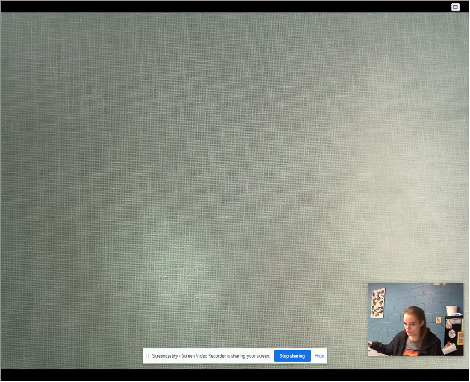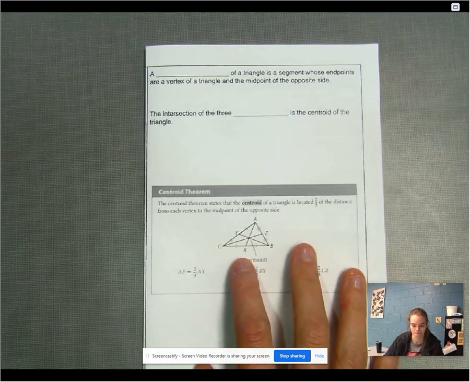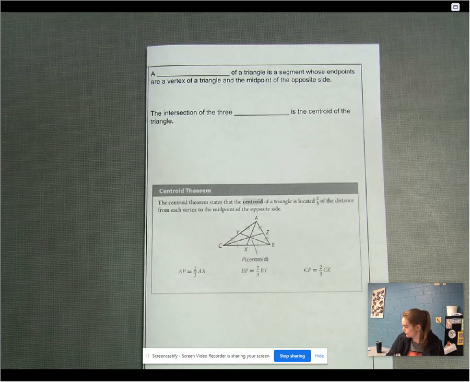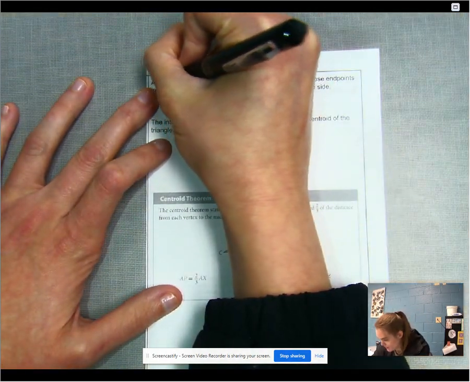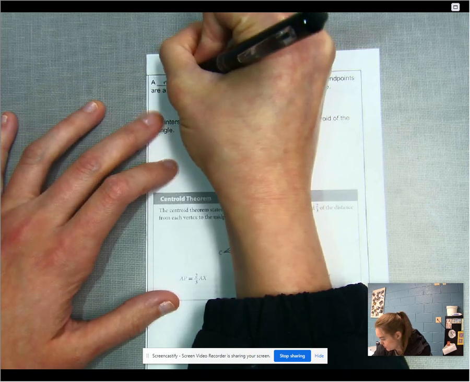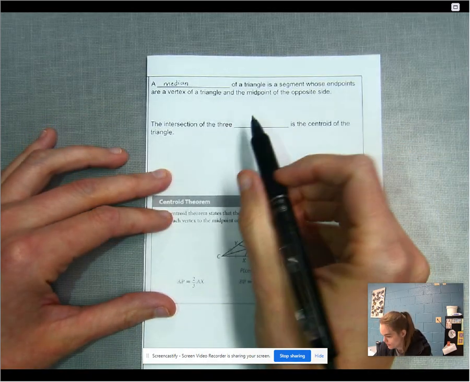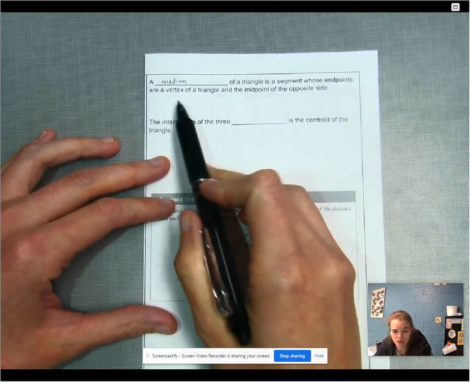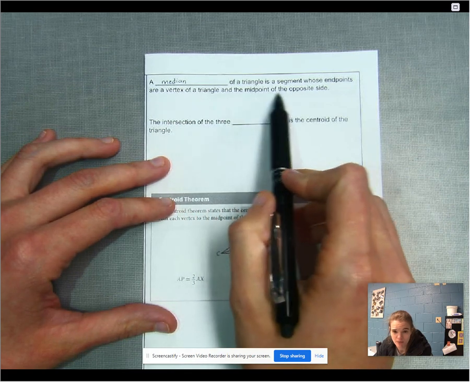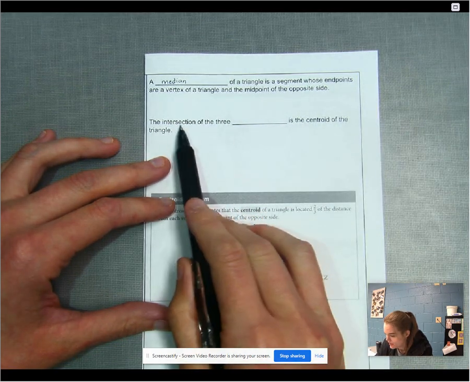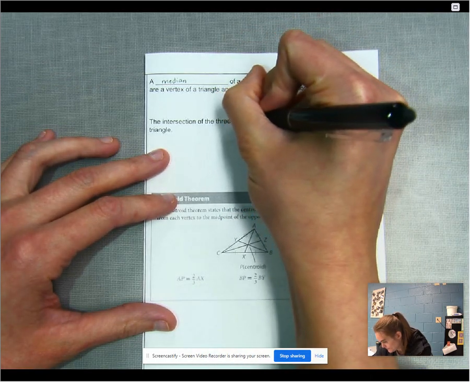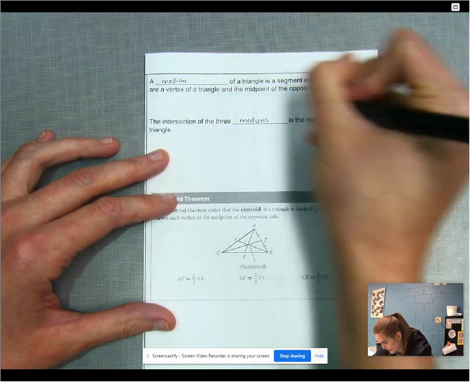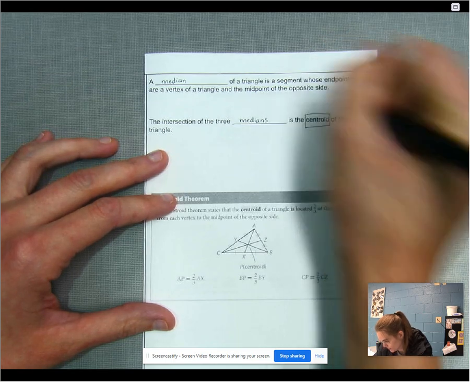All right, so here's the foldable that you're looking for. We're going to talk about this triangle center. So today's is, first of all, let's talk about a median. A median, which was in your vocabulary words, of a triangle is a segment whose endpoints are a vertex of a triangle and the midpoint of the opposite side. The intersection of the three medians is the centroid. That is the triangle center we're talking about today.